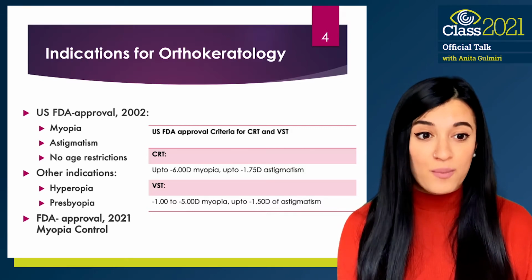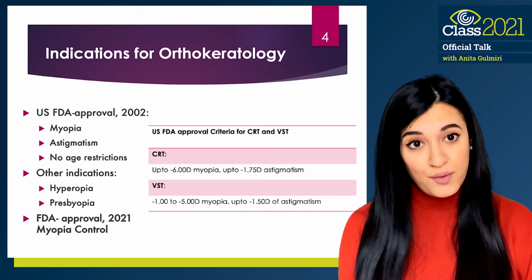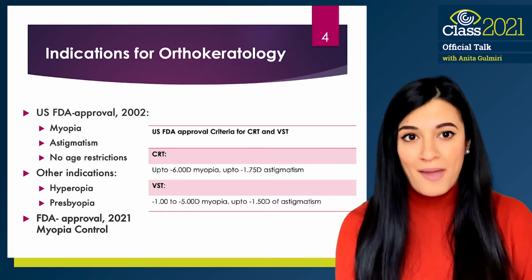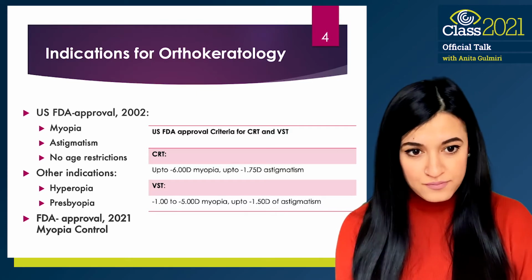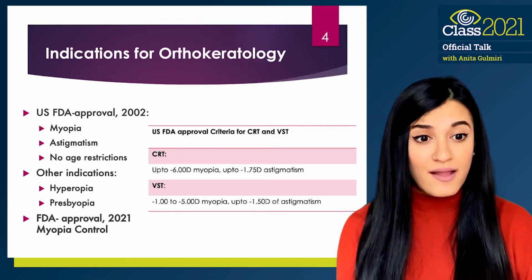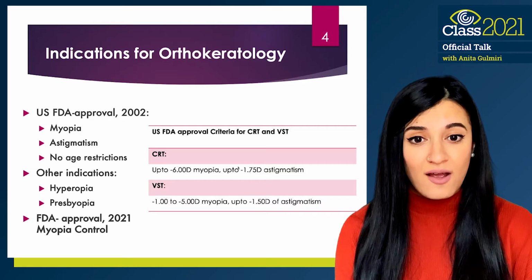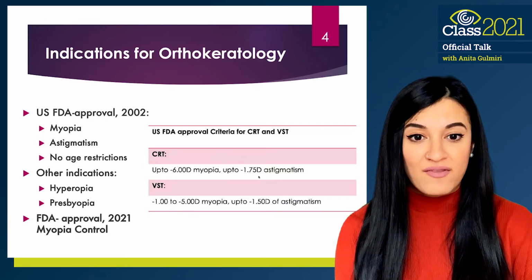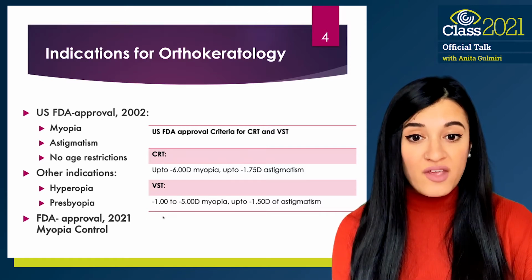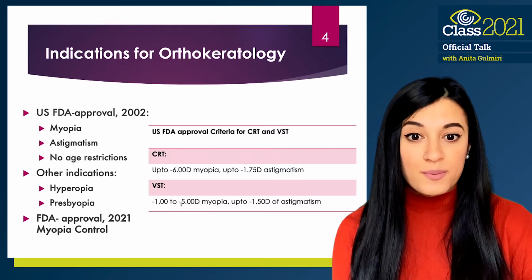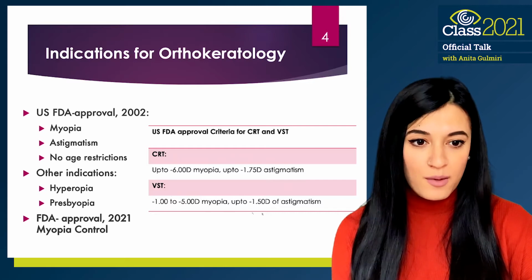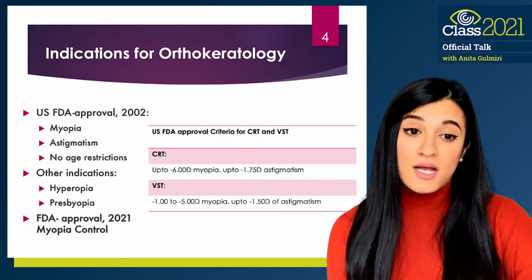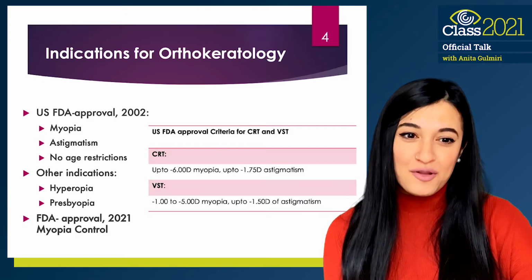They do sign an informed consent form as well, agreeing to this off-label form of treatment for myopia management and myopia control. So the FDA has allowed for myopia correction up to 6 diopters with the CRT design and 1.75 diopters of astigmatism. With the VST design, up to 5 diopters of myopia and up to 1.5 diopters of astigmatism. Of course, you can go beyond this range as well, but again, it's considered off-label.